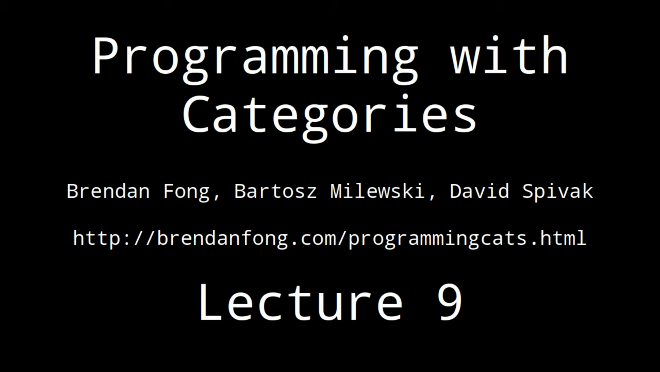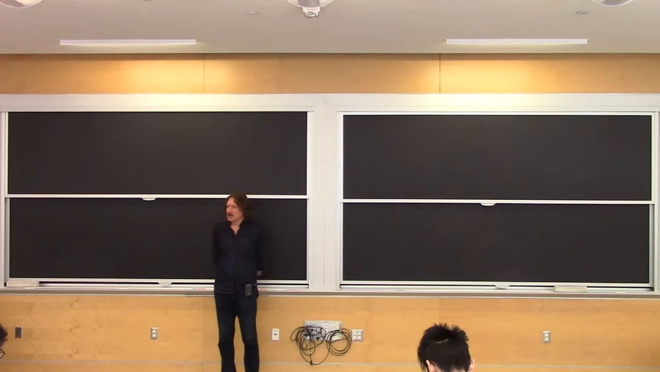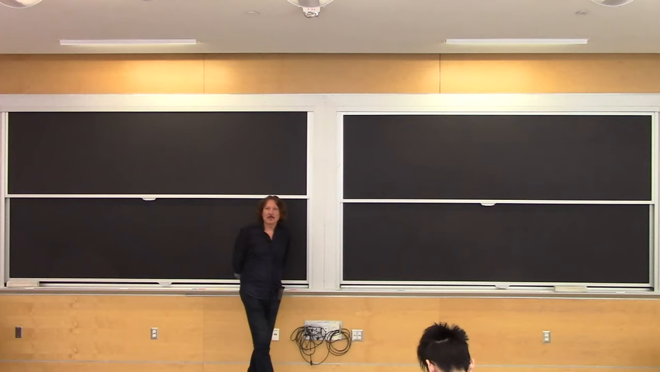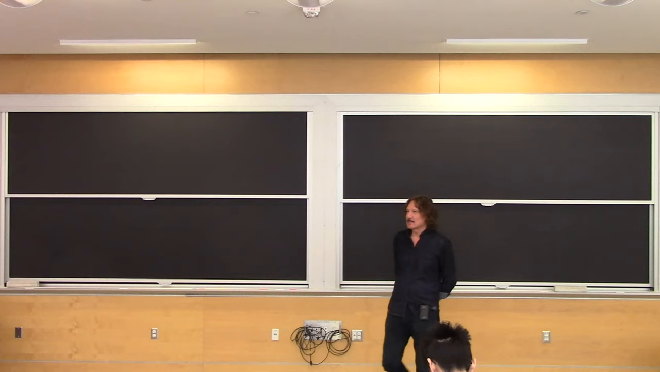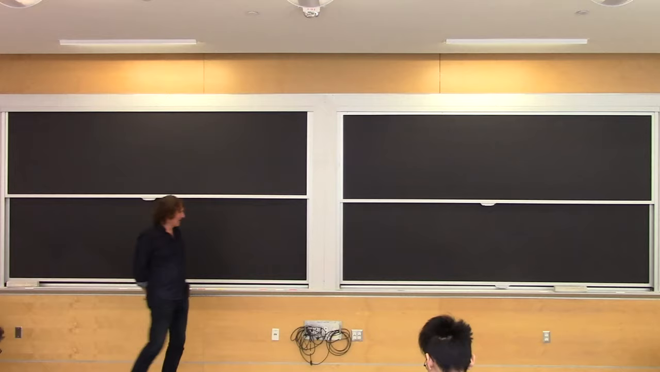All right. Do we have Haskell programmers here? Okay, a few. So if I make a mistake, please correct me. Last time I wrote "type class" instead of "class," and somebody pointed it out on YouTube.